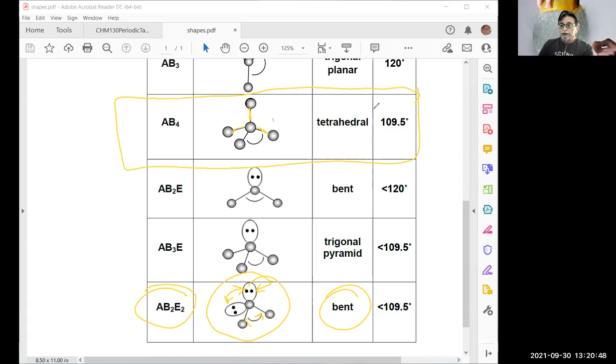And that is the maximum position of those bonds from each other, and that's a pretty standard configuration, which we call tetrahedral. That's kind of like our reference point for a lot of the bond angles, and that angle is 109.5.